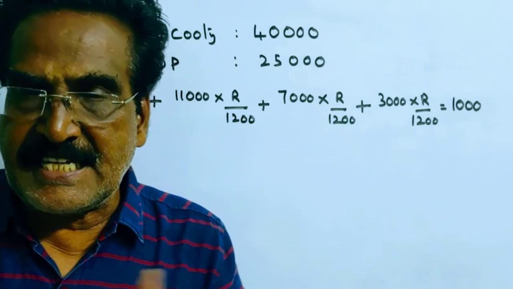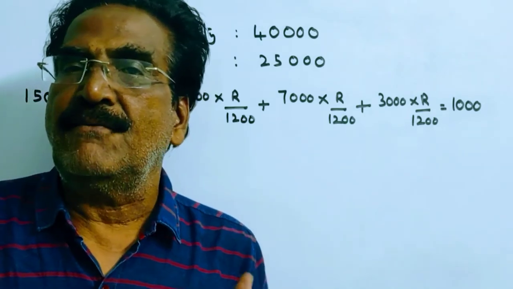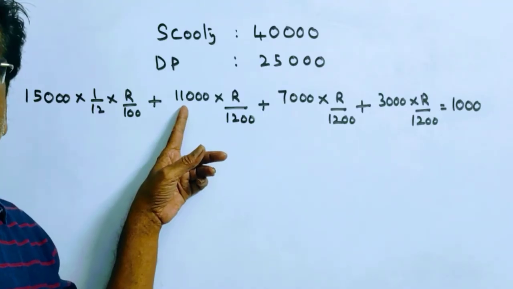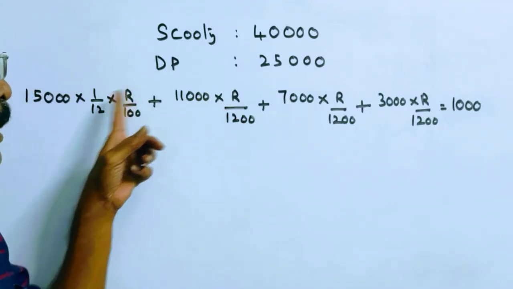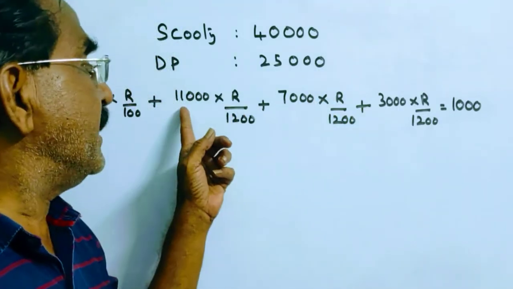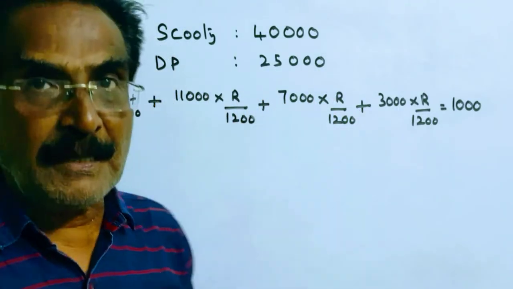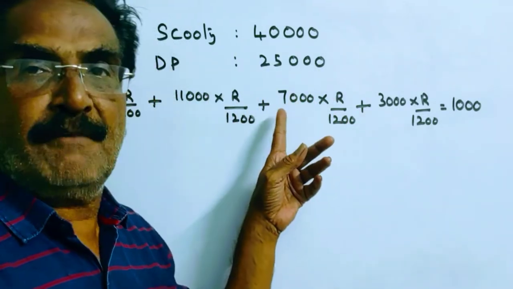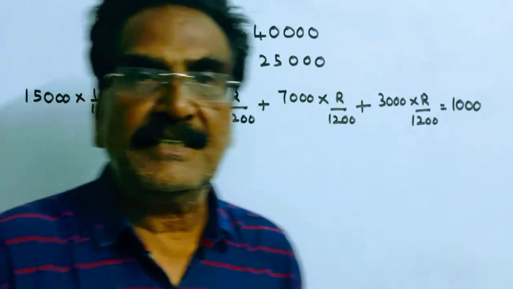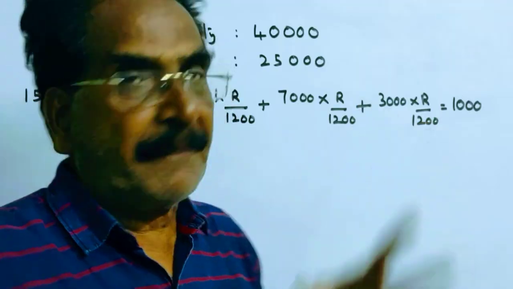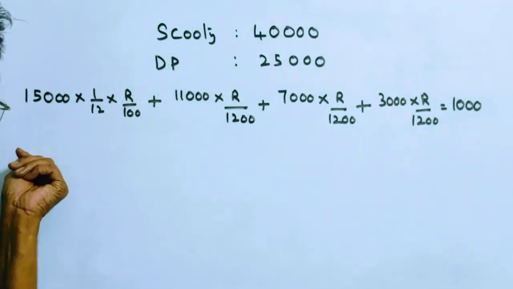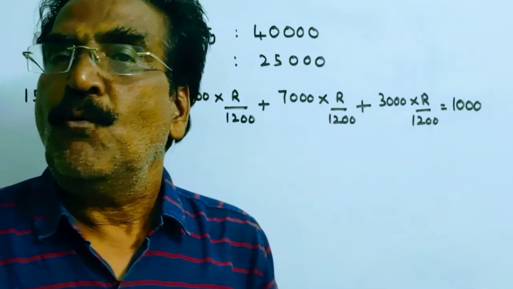Friends, for the interest for the second month, he pays 4,000. So the principal will be 11,000 into R by 1200. And for the third month, again he pays 4,000. So for the third month, the principal will be 7,000 into R by 1200, plus for the fourth month 7,000 minus 4,000, 3,000 into R by 1200. This is the total interest accrued, that is equal to 1,000.